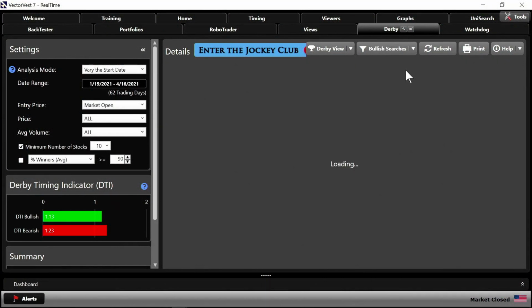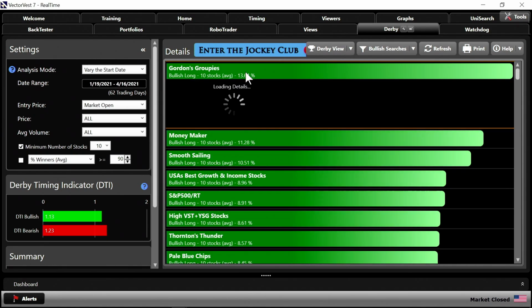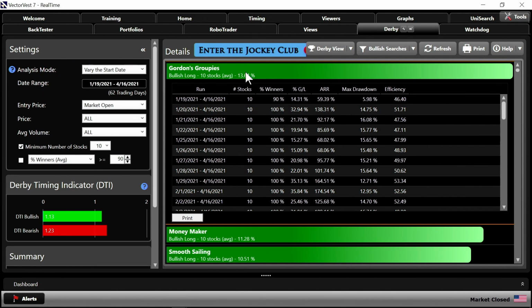So what we do is we can isolate just the bullish searches, okay? And when we do that, Gordon's Groupies now is at the top. And so when I click on Gordon's Groupies, I could then see the same kind of information, but it's been the most consistent search, buy and hold, from any day in the last 3 months to the current day. It's been the best search, the most consistent average rate of return from any day in the last 3 months to the current day, okay?